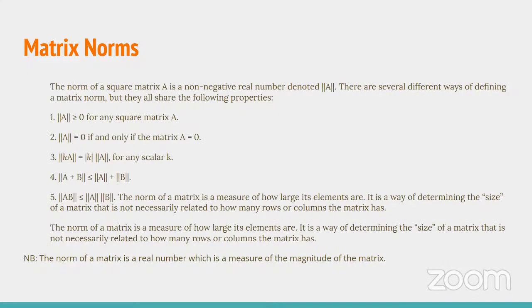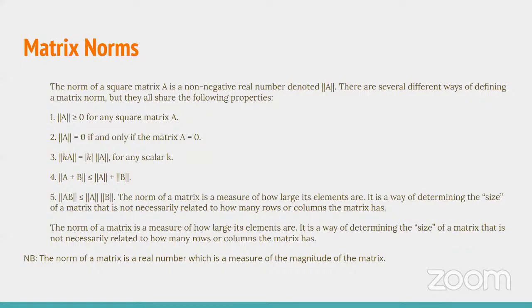So the third rule says that when you find the norm of the matrix multiplied by a scalar, it must be equal to the modulus of the scalar times the norm of the matrix alone. That is, the scalar should not have any significant impact on the properties of the matrix. The fourth one is if you sum two matrices together and you find their norm, it must be less than or equal to the sum of the norms of each of those matrices independently. So the norm of A plus B must be less than or equal to the norm of A plus the norm of B.